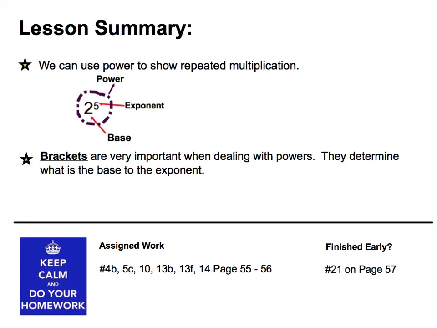So that's it for this lesson. What you needed to know is that a power is a different way I can write repeated multiplication. Power is the whole thing. So if you have a base and an exponent, when you put it together, you have a power. The way you read that is 2 to the power of 5. And then you have to make sure that you are very careful, because brackets tell you if the negative is part of the base or not part of the base.